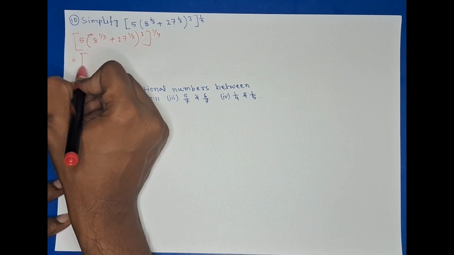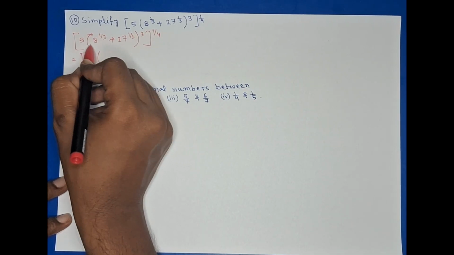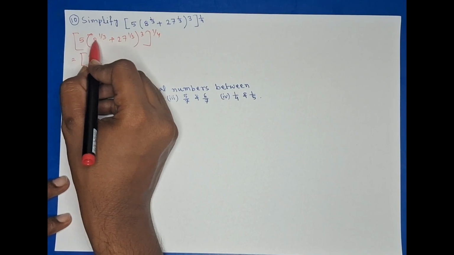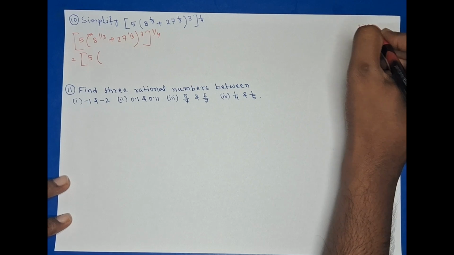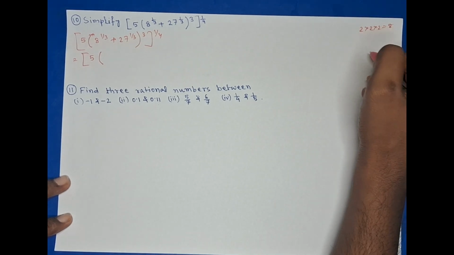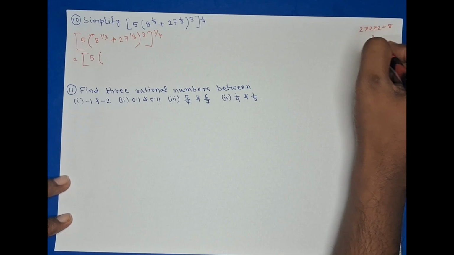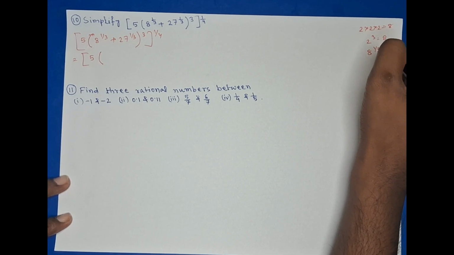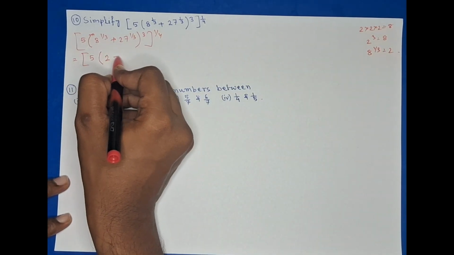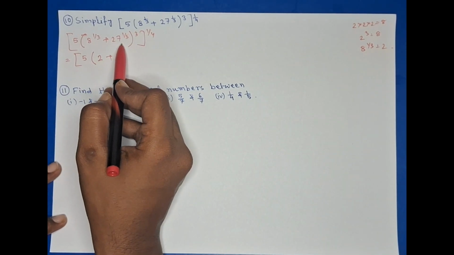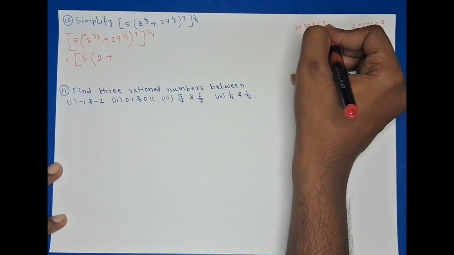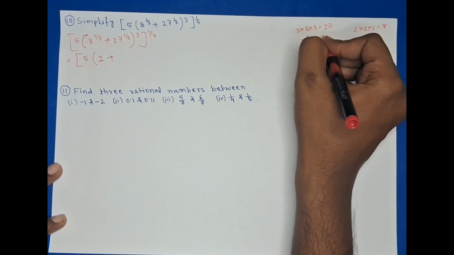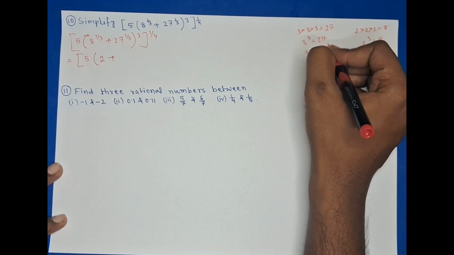So can we write it as 5? 8 to the power 1 by 3 is equal to 2, because 2 into 2 into 2 is equal to 8. So 2 cube is equal to 8, so 8 to the power 1 by 3 is equal to 2. Similarly, 27 to the power 1 by 3 is equal to 3. 3 into 3 into 3 is equal to 27. So that means 3 cube is equal to 27, that means 3 is equal to 27 to the power 1 by 3.